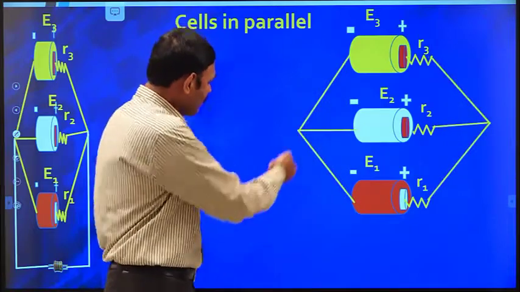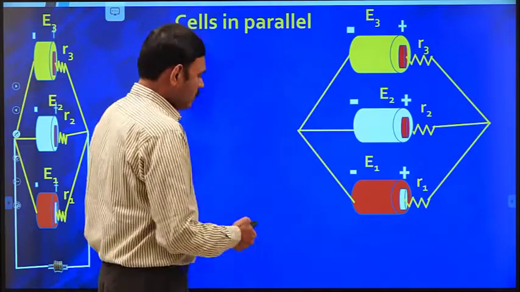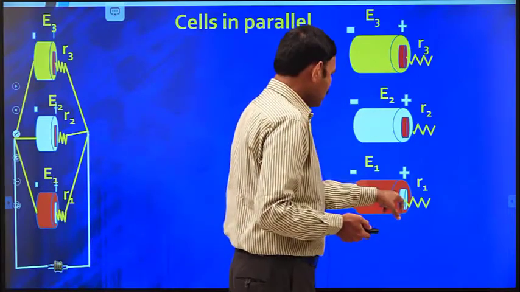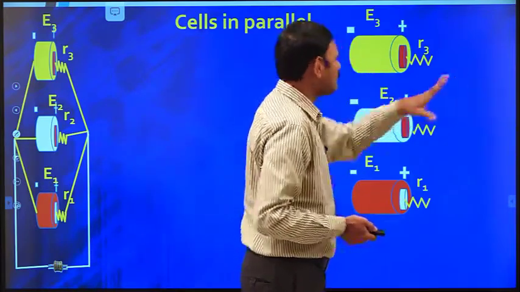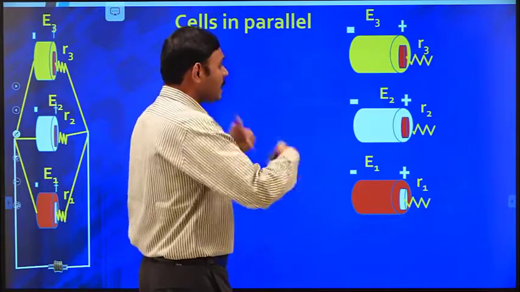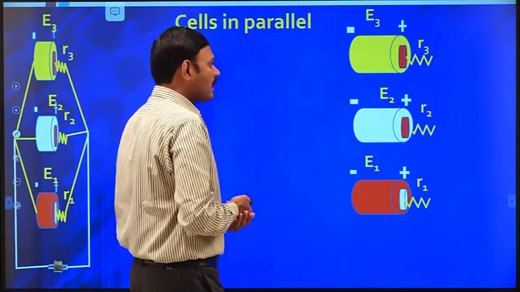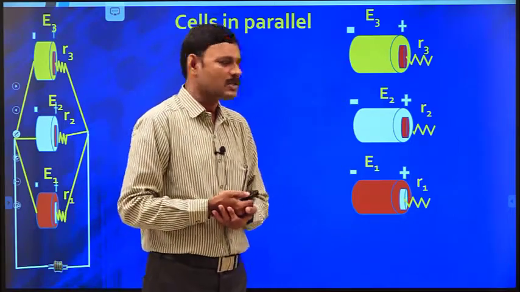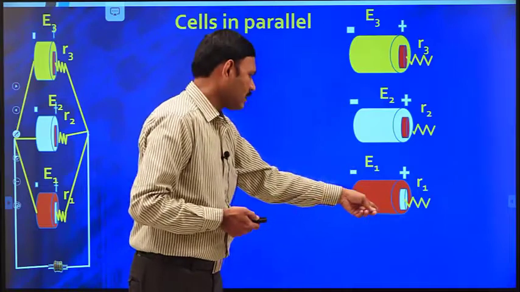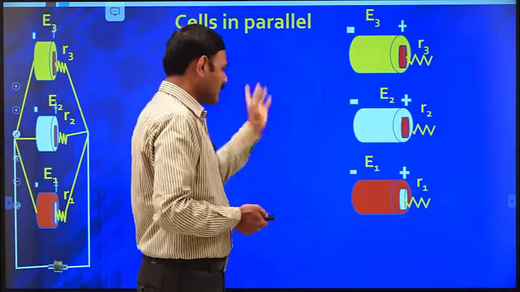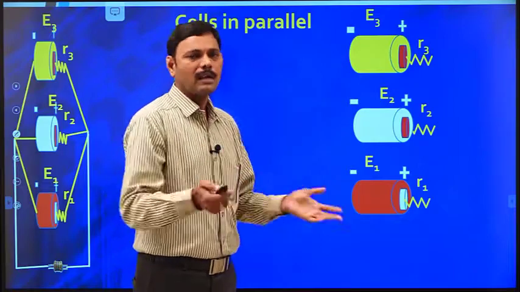So, to connect them in parallel, see. Once again I will show: if all positive terminals of the cells are connected together at one point, and all negative terminals are connected together at another point, it becomes a parallel combination. I repeat, because this is the very crucial point for this discussion. If all positive terminals of the cells are connected together and all negative terminals are connected together, it becomes a parallel combination.